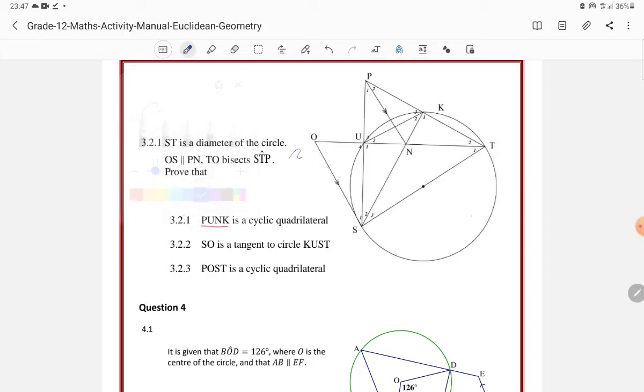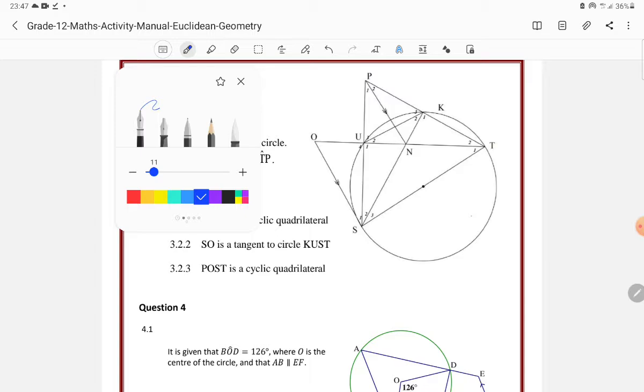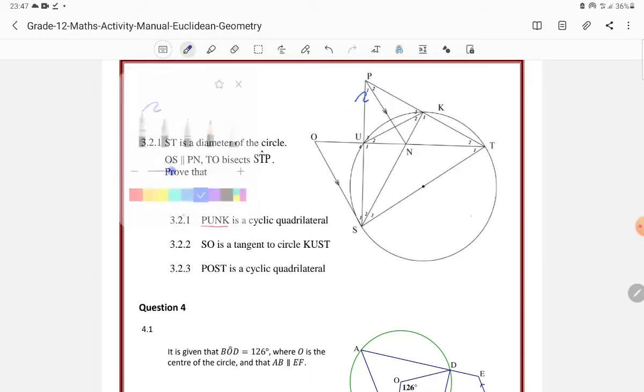So let me just highlight this. PUNK is a cyclic quadrilateral. Having this quadrilateral, to prove that it is cyclic, you can pause the video and try it by yourself. Otherwise, let's go into the solution of this proof.